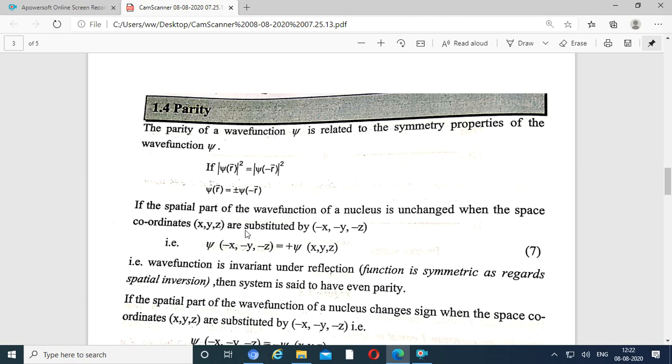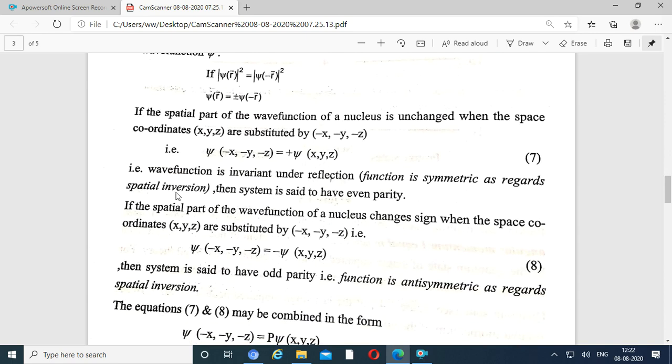That is, if the spatial part of the wave function of a nucleus is unchanged when the space coordinates are substituted by −x, −y and −z, that is ψ(−x, −y, −z) equals ψ(x, y, z), then the wave function is invariant under reflection, that is, the function is symmetric as regards spatial inversion, and the system is said to have even parity.